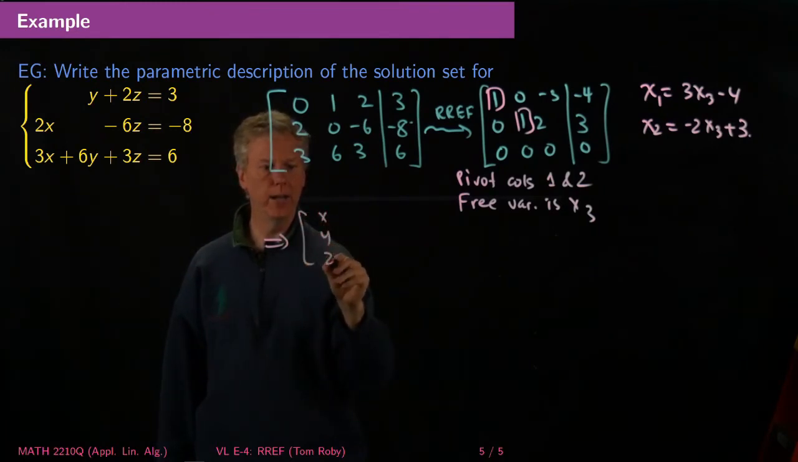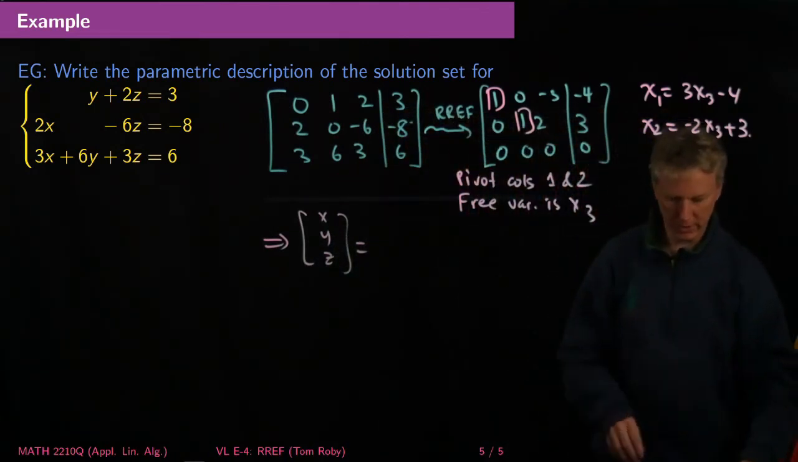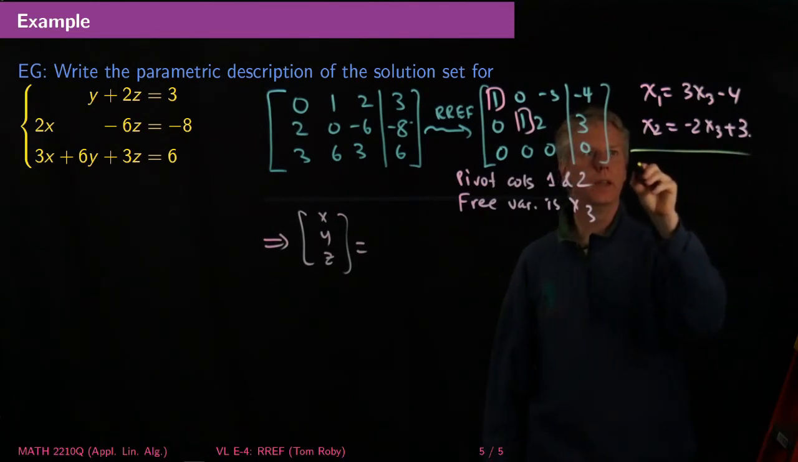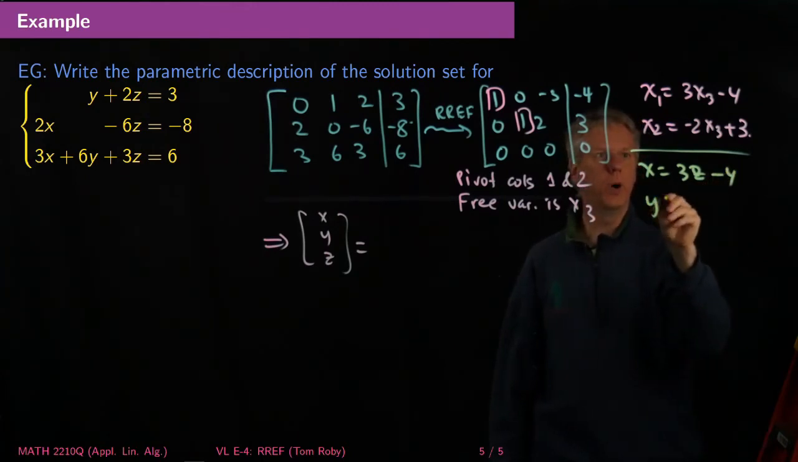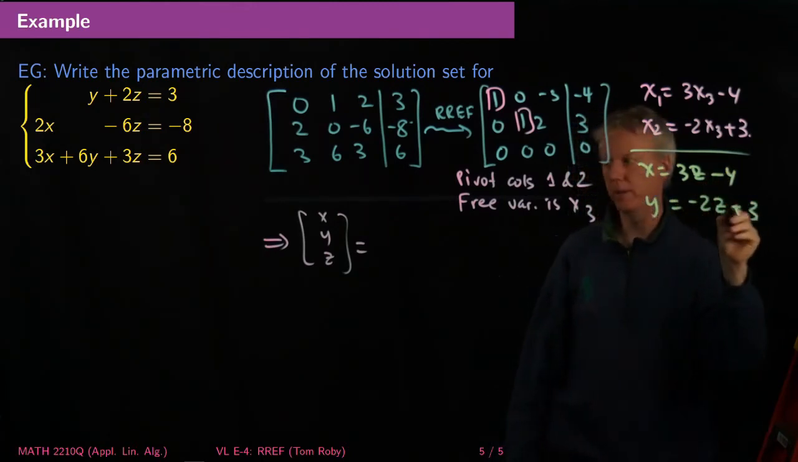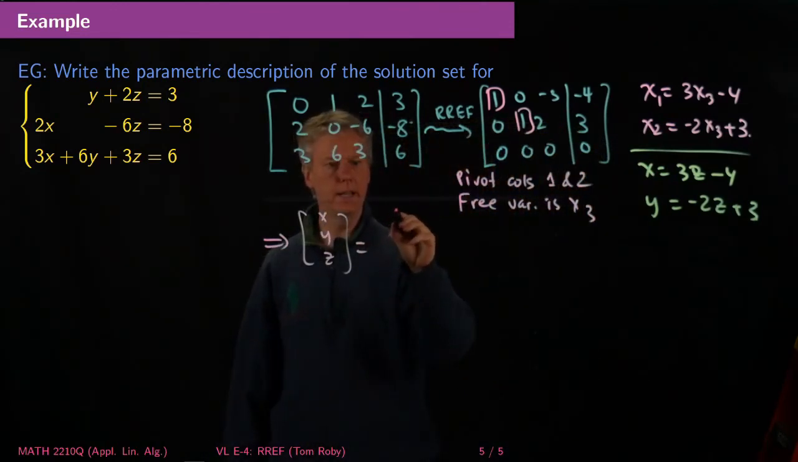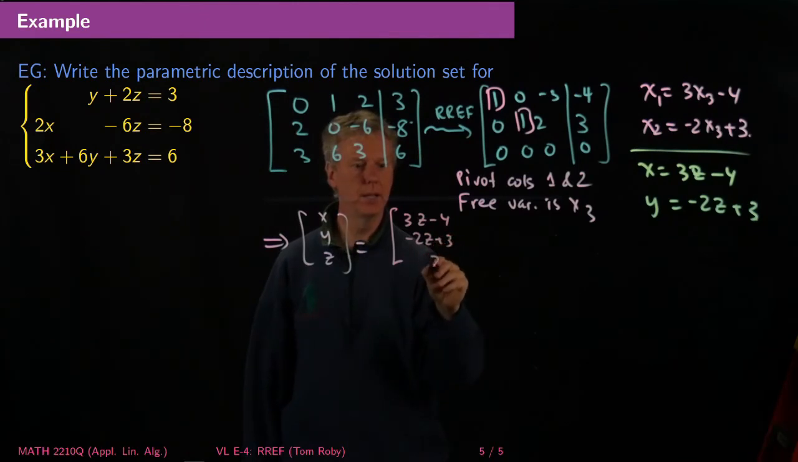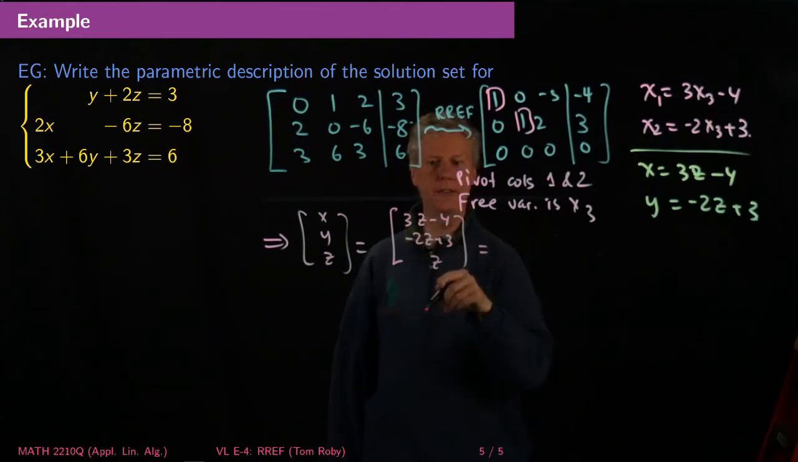Well, so this implies that, whoops, I used x, y, z over here, and I switched to x1, x2, x3 over there. So I'll just rewrite this as x equals 3z minus 4, and y equals minus 2z plus 3. Okay. So now I'm back over here. So x, y, z is equal to 3z minus 4, minus 2z plus 3, and then z is equal to z. And now you just factor out a z from this.